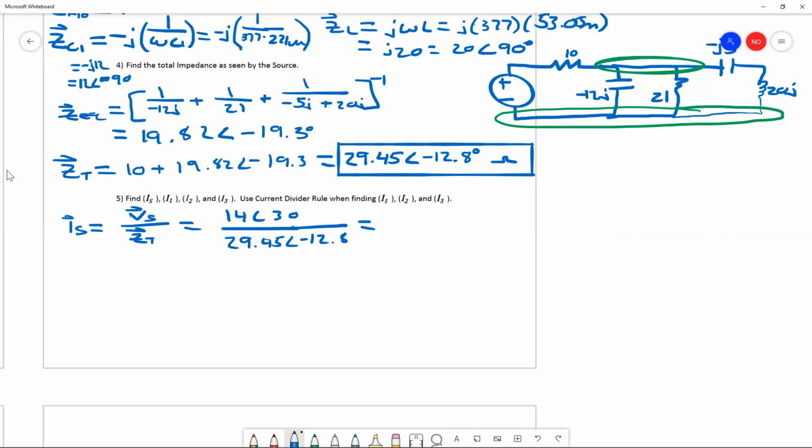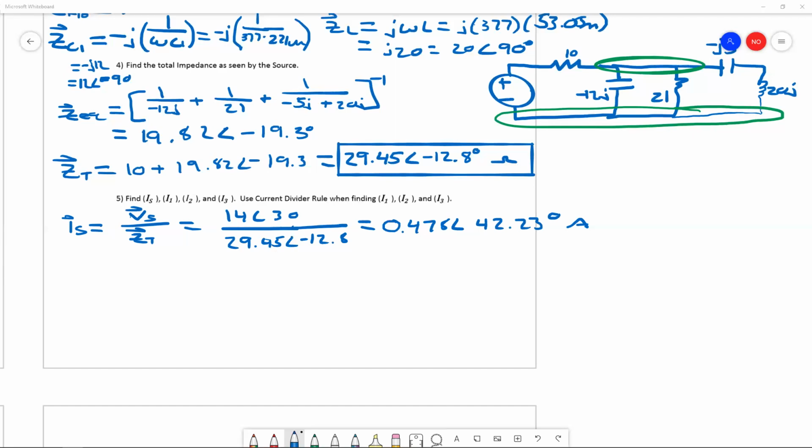And that's going to give us roughly 0.478 at an angle of 42.23 degrees, and that is in amps. Next, what we have to do is build our current divider rule equation, right?